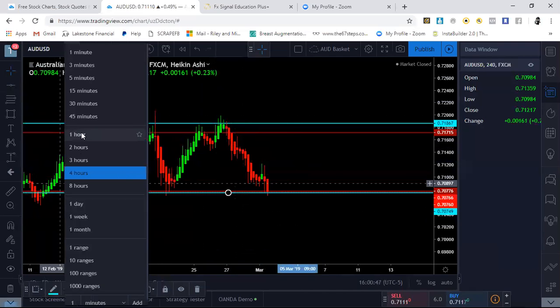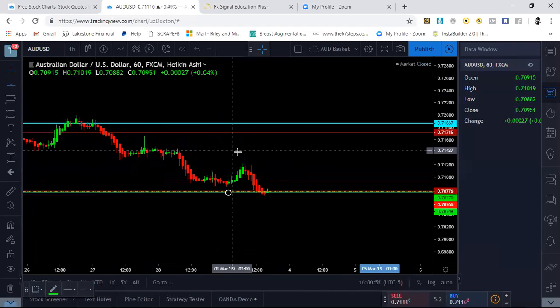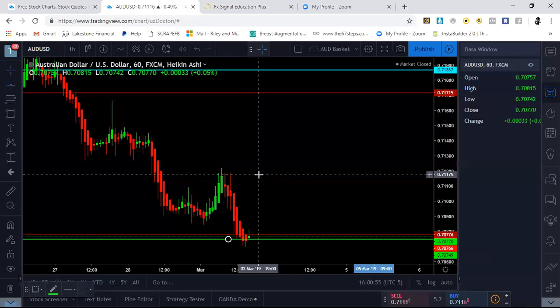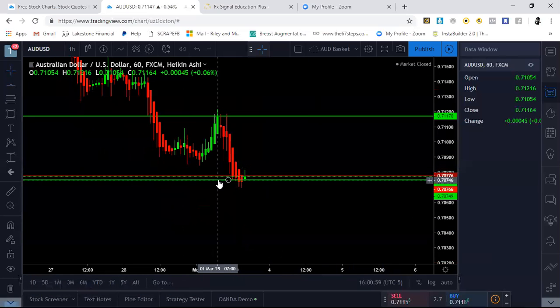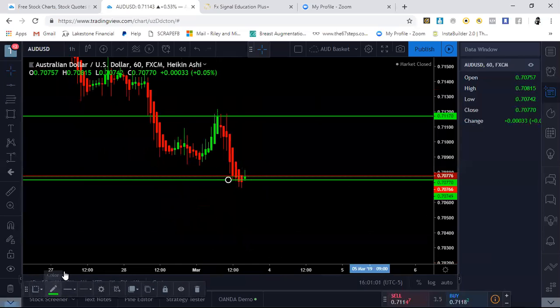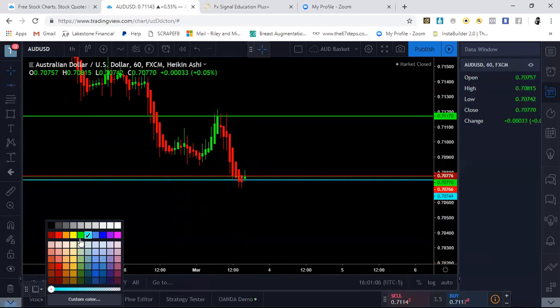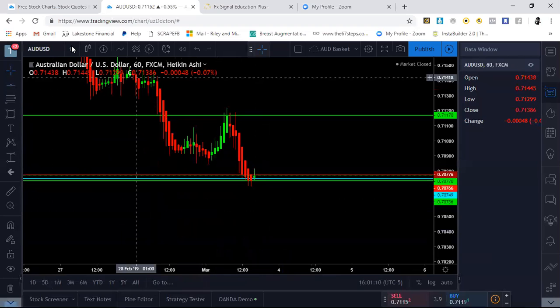We'll go to our 1 hour, which I use green, solid green. Okay. Our obvious most recent high there. Oh, let's change that back to blue. That again. And our most recent low is right there. Now we're going to go to our 15-minute.